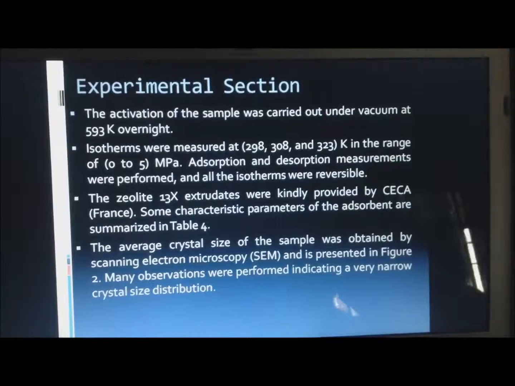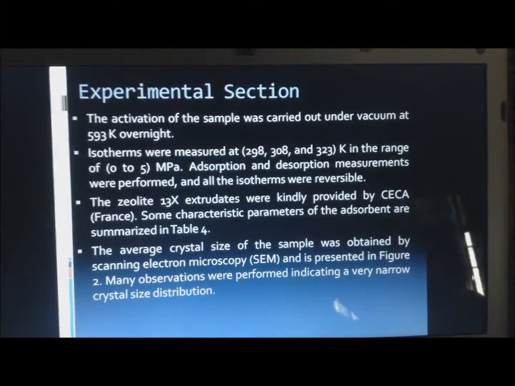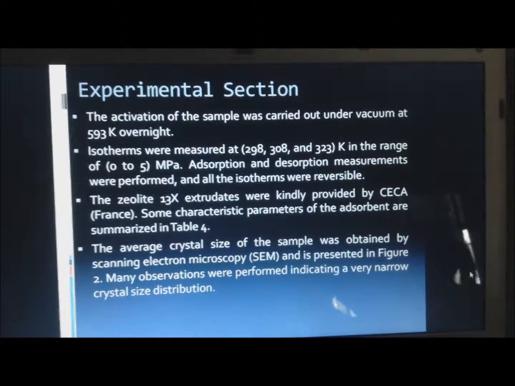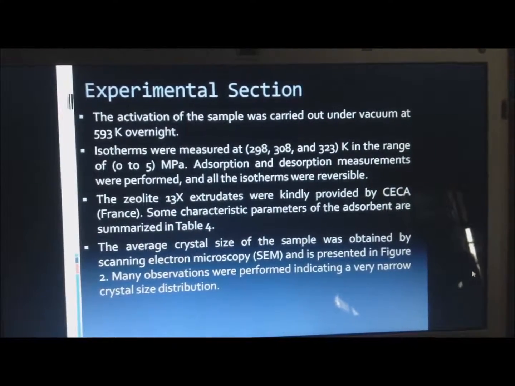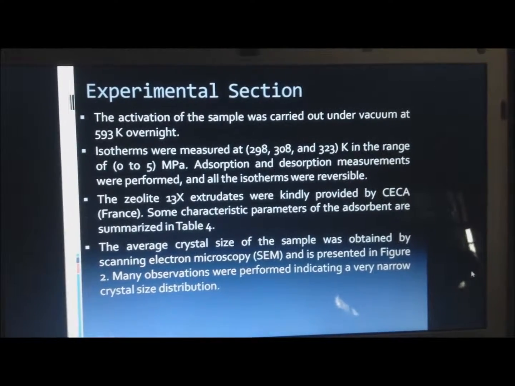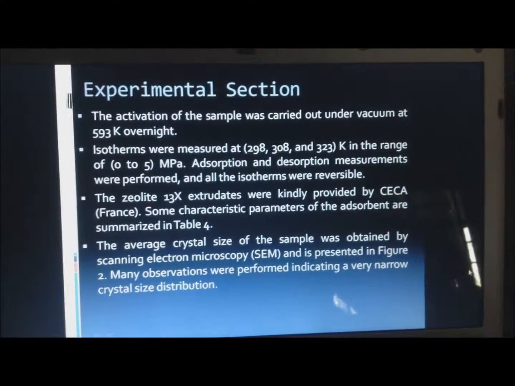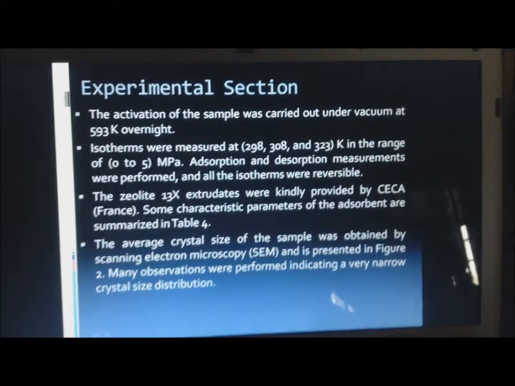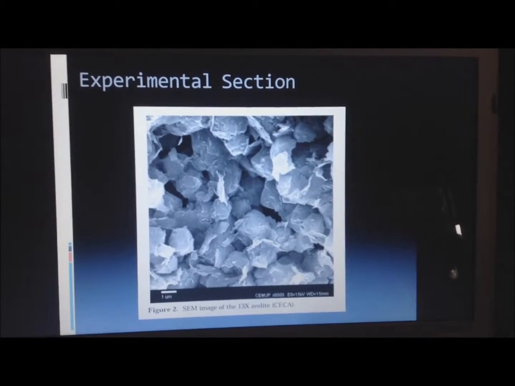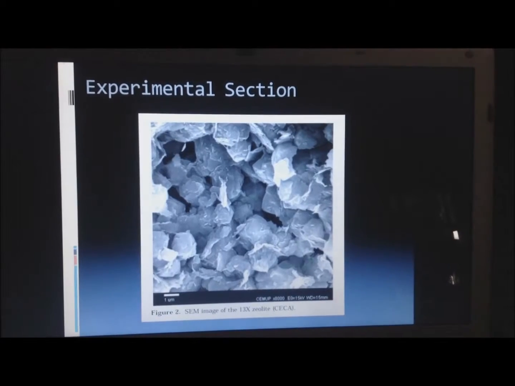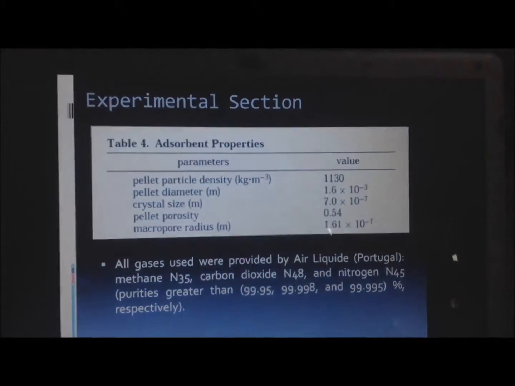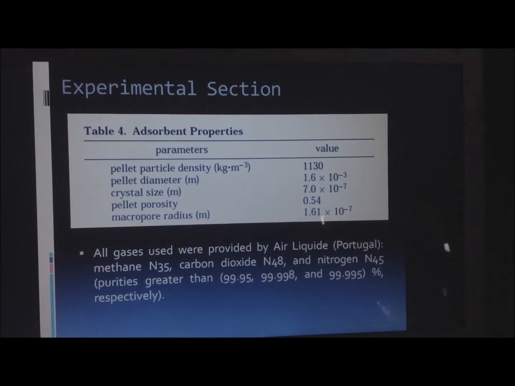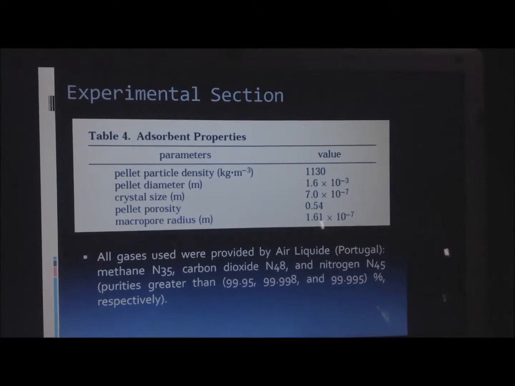The average crystal size of the sample was obtained by scanning electron microscopy, or SEM, and is presented in Figure 2. Many observations were performed, indicating a very narrow crystal size distribution. This is the SEM image of the 13X zeolite provided by CECA France. These are the different characteristic parameters of the zeolite 13X.